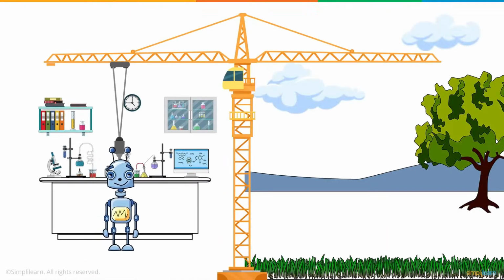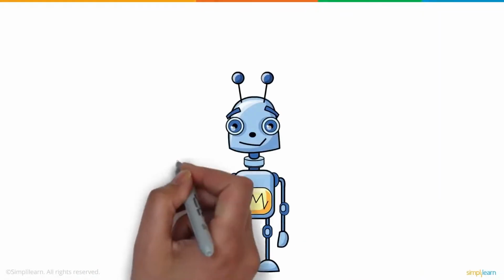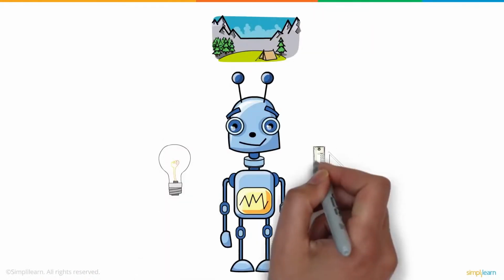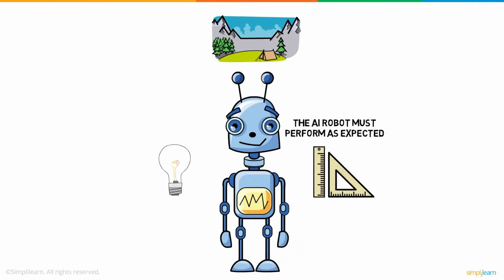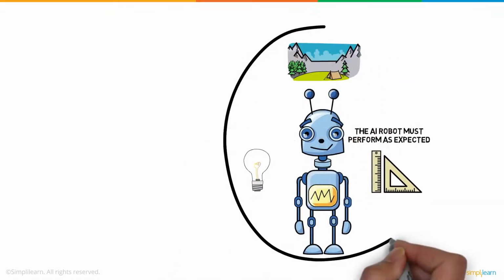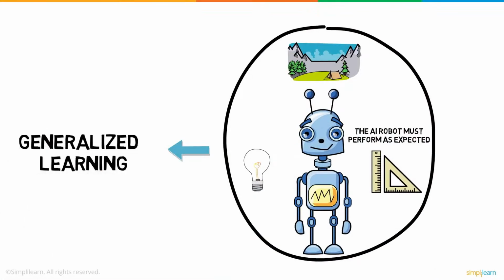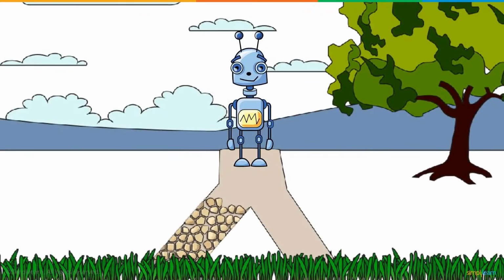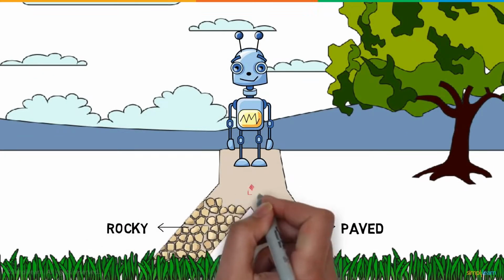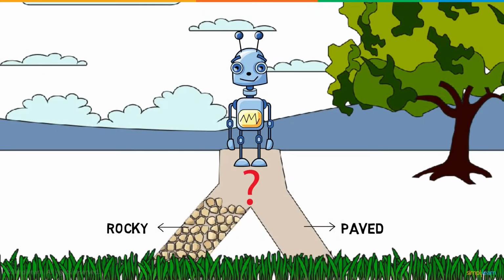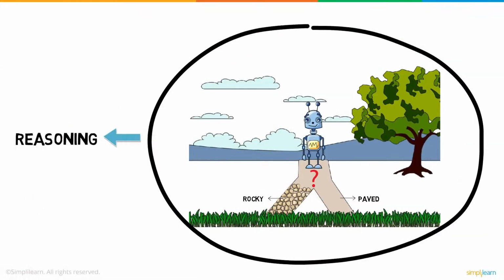Here is a robot we built in our lab, which is now dropped onto a field. In spite of a variation in lighting, landscape, and dimensions of the field, the AI robot must perform as expected. This ability to react appropriately to a new situation is called generalized learning. The robot is now at a crossroad, one that is paved and the other rocky. The robot must determine which path to take based on the circumstances. This portrays the robot's reasoning ability.